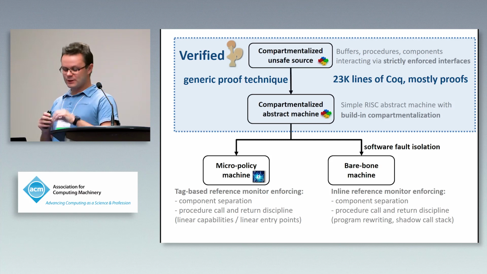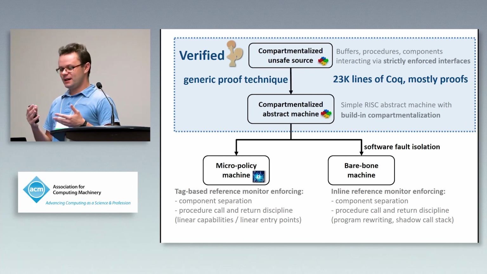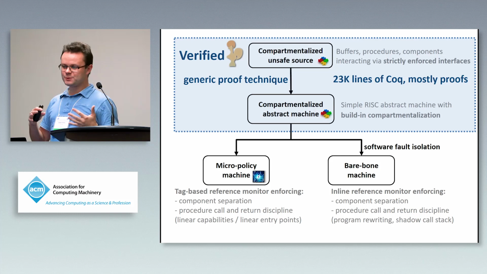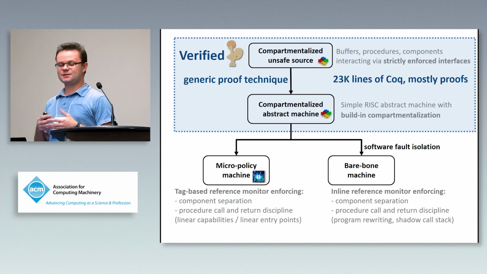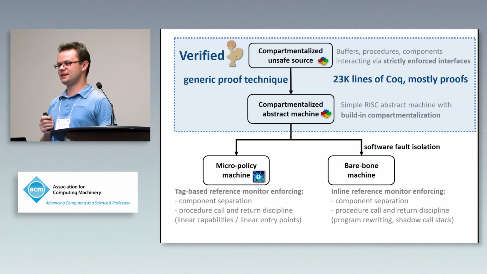And for this first stage, we verify things in Coq. It's a quite large proof, 23,000 lines of Coq, proofs and definitions, but mostly proofs. However, the nice thing about this proof now is that it's quite generic. So we hope to extend it, for instance, to the micropolicy machine as well. But for now, we haven't done that.